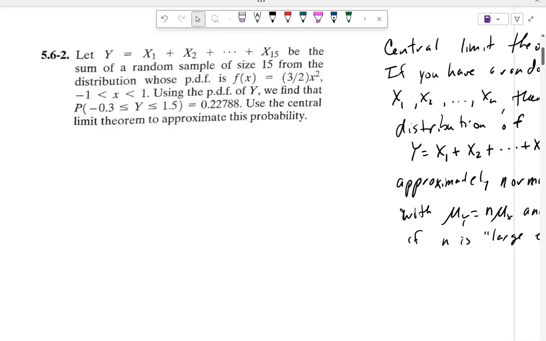We're going to use it. We're going to approximate it anyway. So we'll see how close it is with using 15. That's the idea.